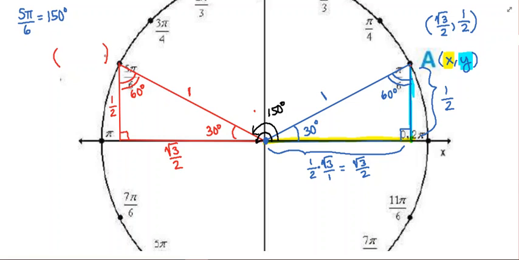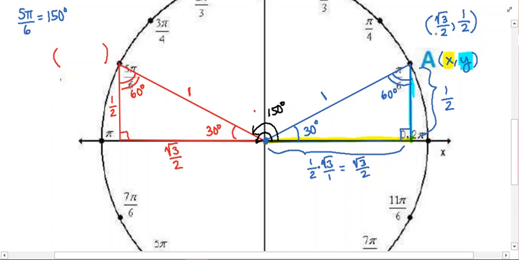Now think about it. This is not the same as point A. It's a totally different point on the circle, so it can't have the same coordinates, because then that would be the same point. So what you've got to remember here, what's the difference?